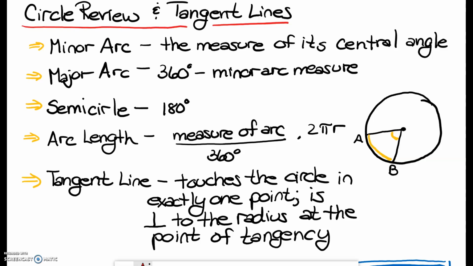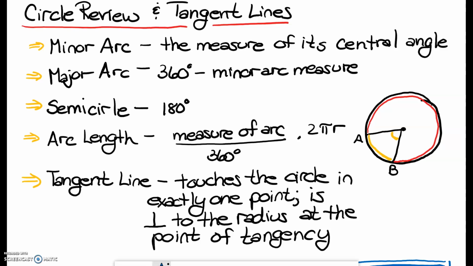So if I wanted to say what's the measure of minor arc AB, I would look at the yellow. But if I wanted to say what is the measure of the major arc AB, I would look at the red. And the way that you would calculate it is you would just subtract 360 minus the measure of the minor arc, which is the yellow arc. A semicircle is half a circle, and since a whole circle has 360 degrees, a semicircle has a measure of 180 degrees.